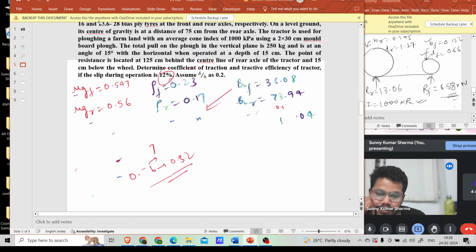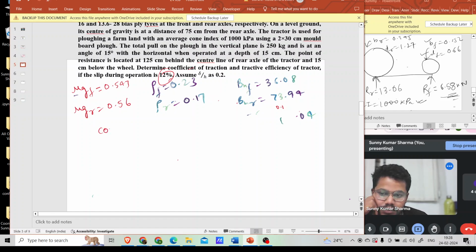Now we have reached the answer of this question. It will have cleared all your concepts of traction. So the thing which is asked is the coefficient of traction mu. This is nothing but mu g minus rho. Coefficient of traction for front axle will be this minus this, and for rear axle it will be 0.56 minus 0.17.